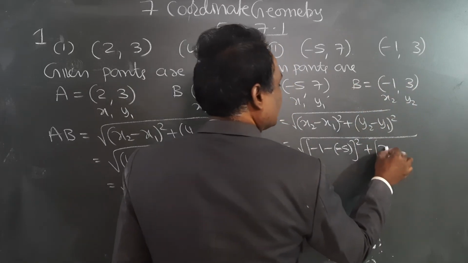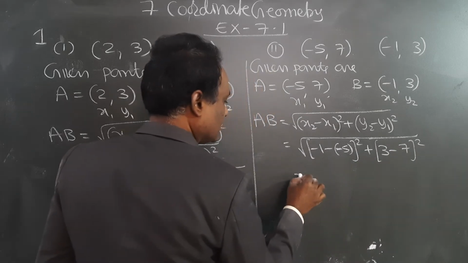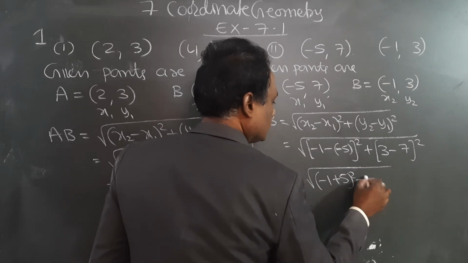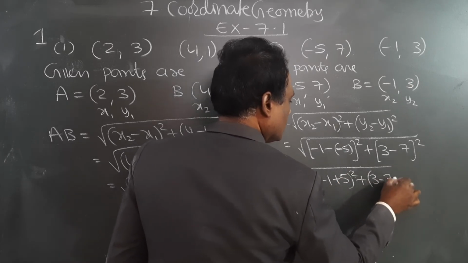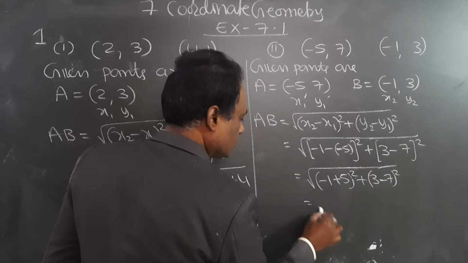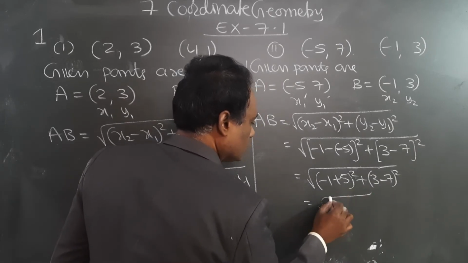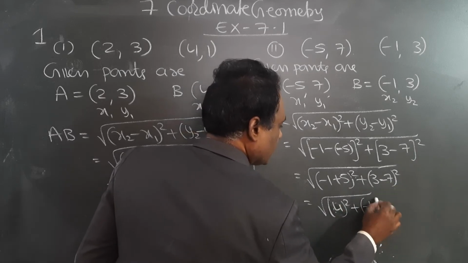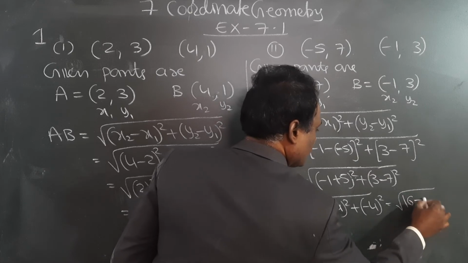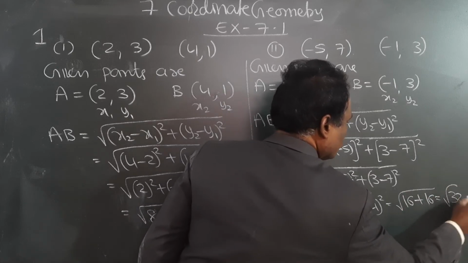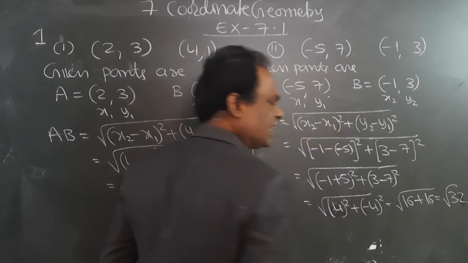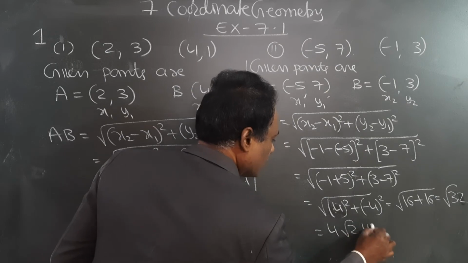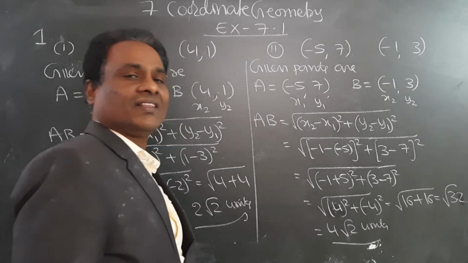3 minus 7. Minus into minus is plus, 5 minus 1 is 4. 3 minus 7 is minus 4. 4 square is 16, plus 16, root 32. This is the answer, you can leave it. 32 can be written as 16 into 2, 16 outside the root becomes 4, so 4 root 2 also you can write. Like this.